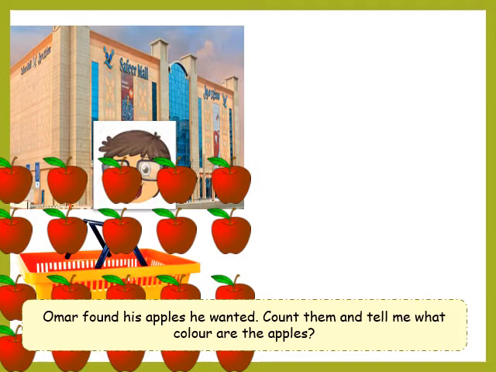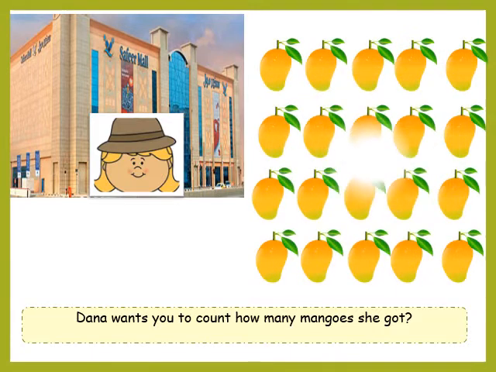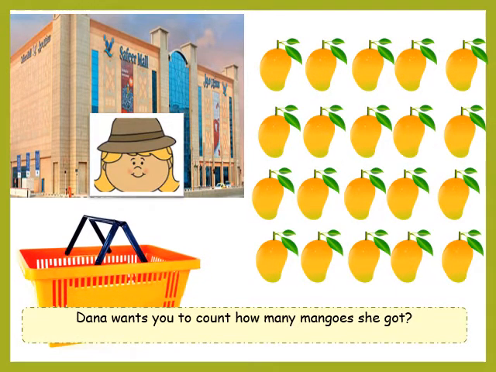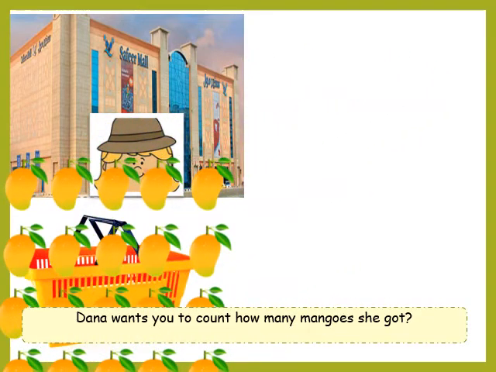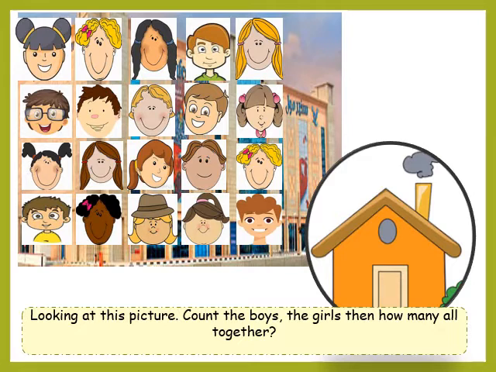Omar found his apples he wanted. Count them and tell me what color are the apples. Now Dana bought some mangoes. And Dana wants you to count how many mangoes she got and put them in the basket. Now, looking at this picture, count the boys, the girls, then how many all together, the boys and the girls together?